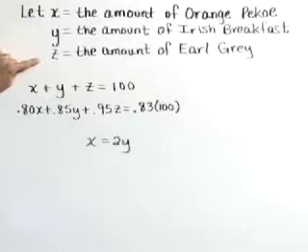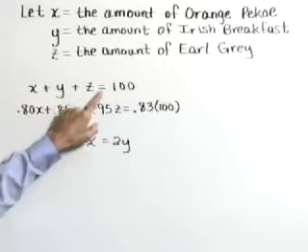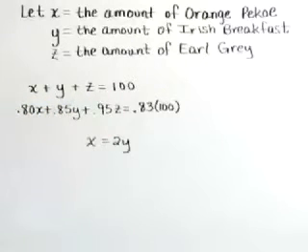Now we want to write a system of equations, 3 equations in fact, to solve for these 3 unknowns. One equation that we can write summarizes the fact that the owner wants 100 ounces of tea total. So X plus Y plus Z is equal to 100. A second equation that we can write relates the prices of the tea.